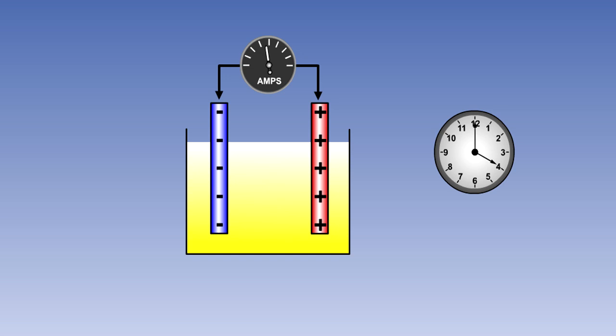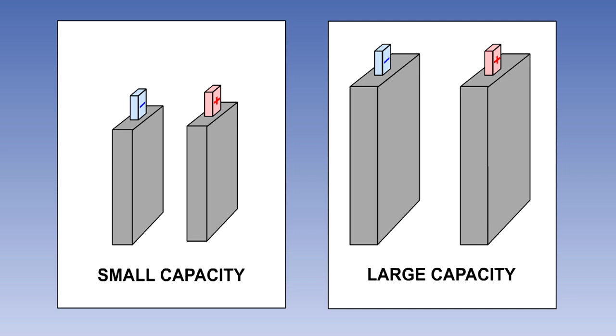The capacity of a cell is a measure of how much current it can provide for a specific period of time. Capacity is measured in ampere hours, or Ah, and is determined by the surface area of the electrodes, or plates as they are often called. The larger the area of the plates, the greater is a cell's capacity.